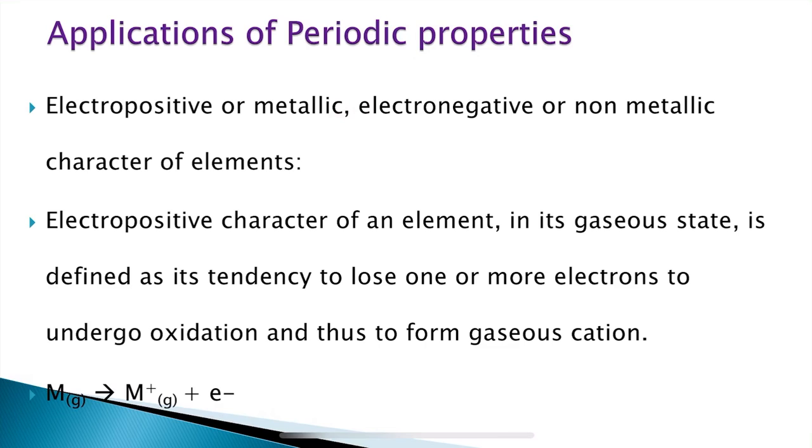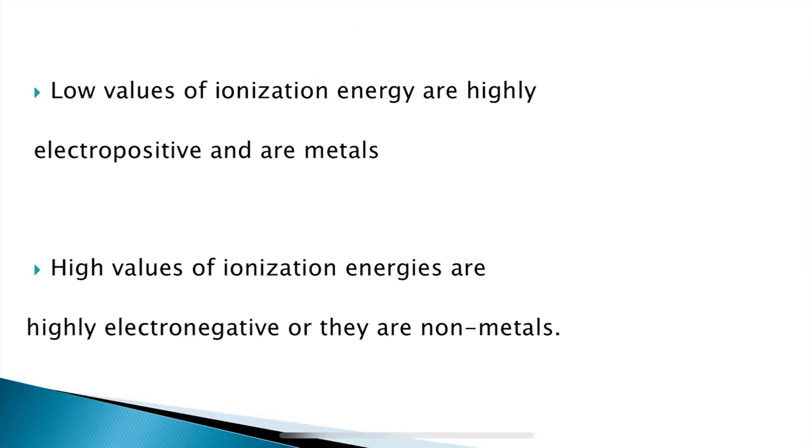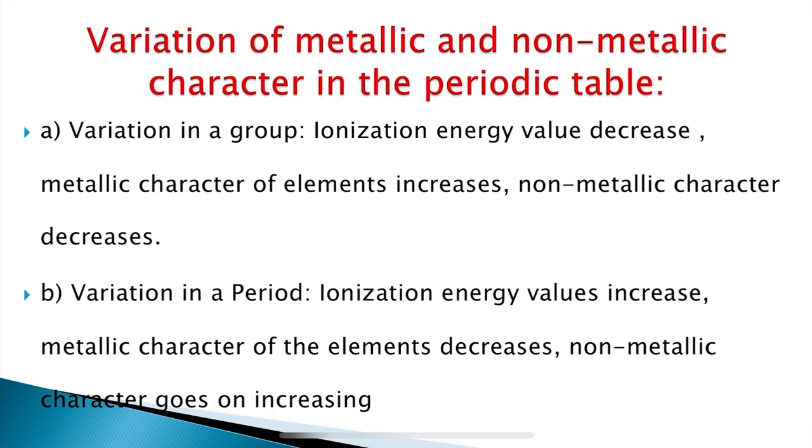So, now we define the trend in the periodic table. How the electropositive and electronegative character in the periodic table is going to appear. With the increase in the ionization energy, non-metallic character increases, and with the decrease in the ionization energy, metallic character increases.